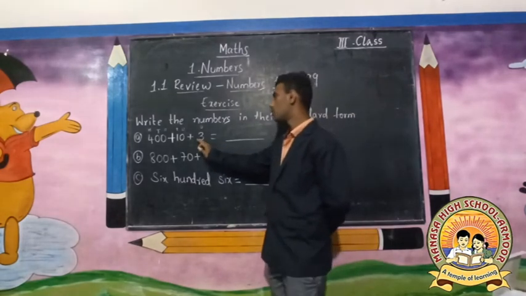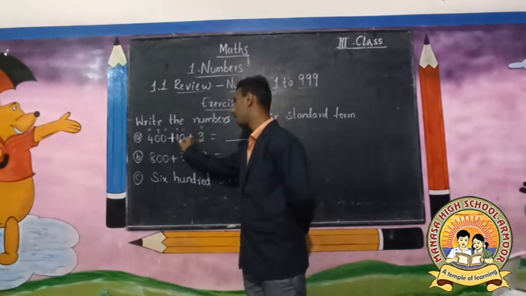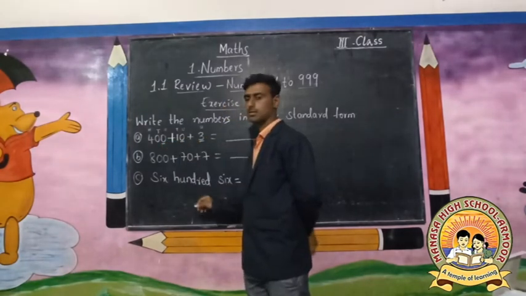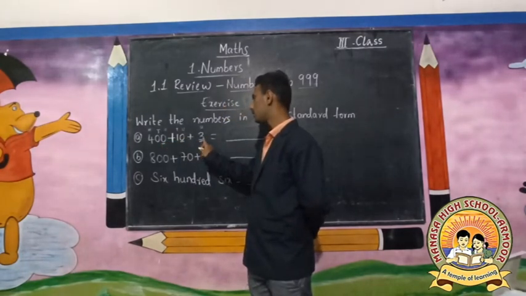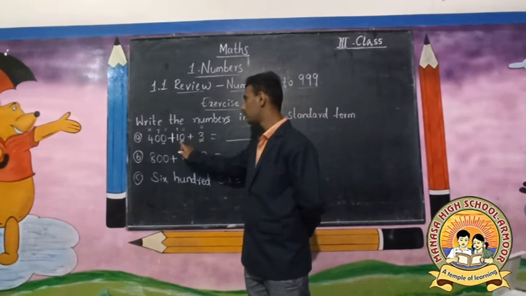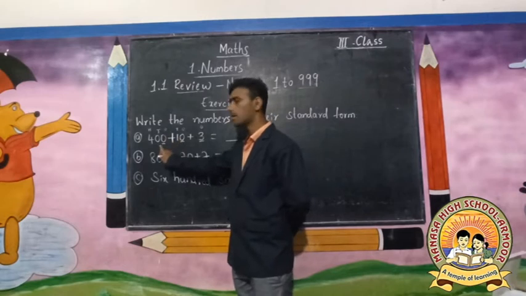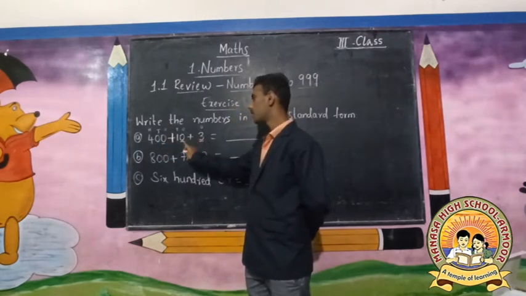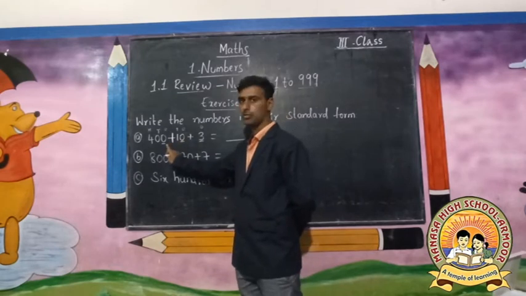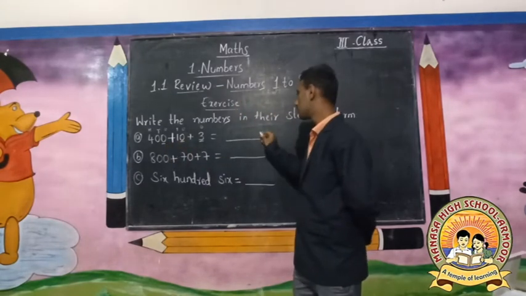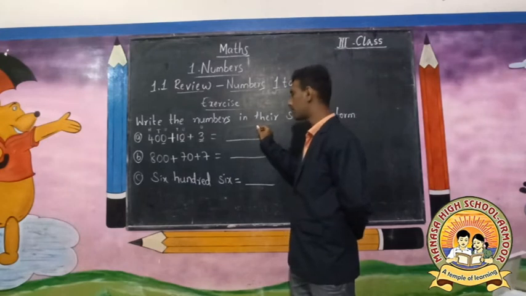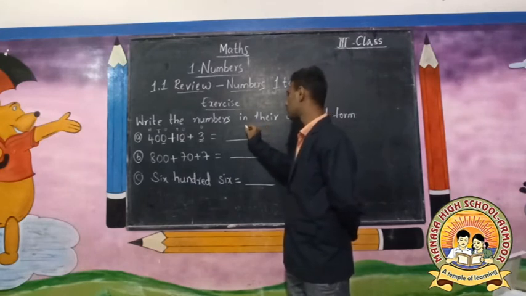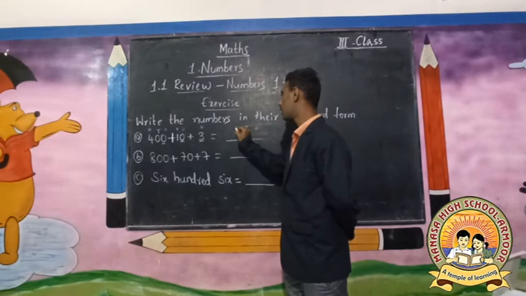Children, so all ones places we have to add first. All ones places. 3, here 3 is in ones place. Here in this number 0 is in ones place and in this number 0 is in ones place. So 3 plus 0 plus 0 is 3 is the answer. Before writing the answer, we will write places: ones, tens and hundreds.